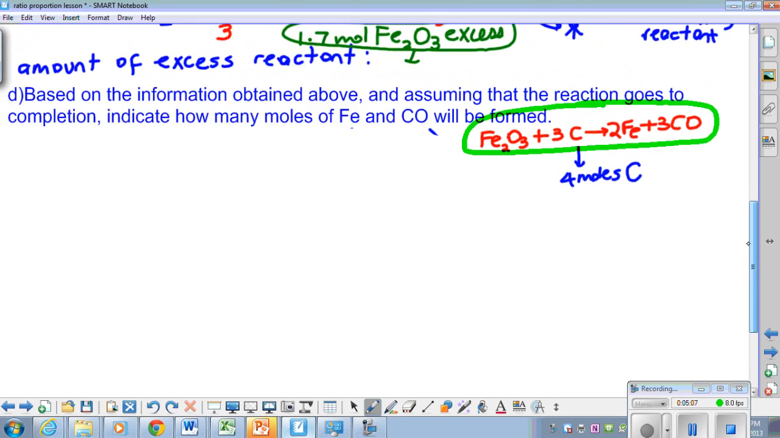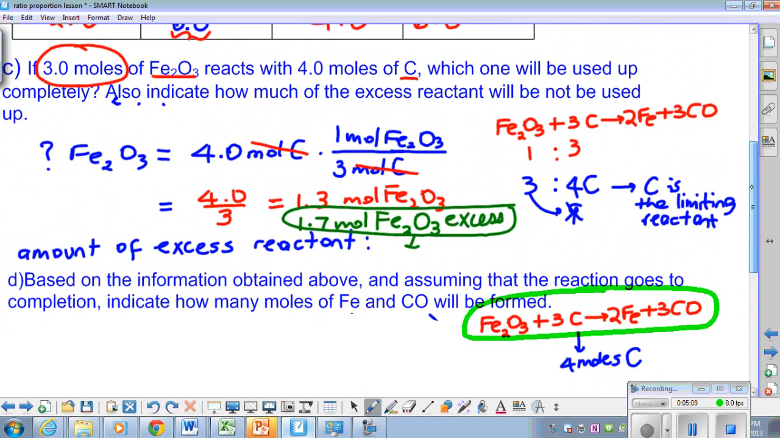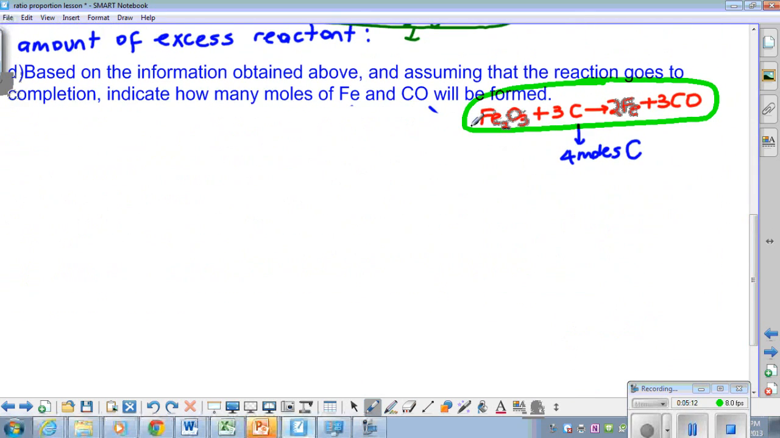Even though we were given 3 moles of iron oxide, we couldn't use all of that, right? So we now know we can only have 1.3 of this quantity that will react with 4 moles of carbon. Now the question is, determine how much iron will be produced and how much carbon monoxide will be produced. Of those two questions, carbon monoxide is the easier one, right? Because the ratio is 3 carbon to 3 carbon monoxide. So that answer we already know. If you use 4 of this, that will be 4 as well. 4 moles of carbon monoxide.